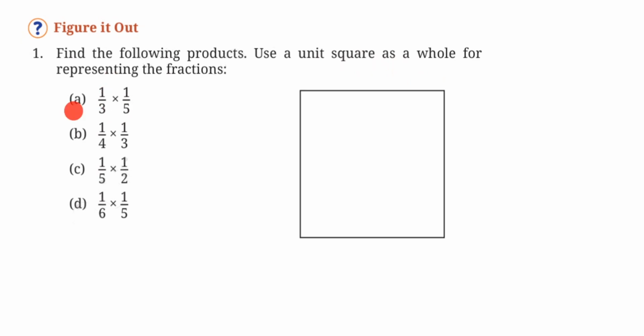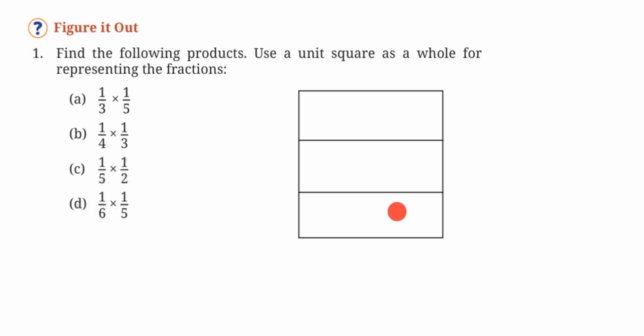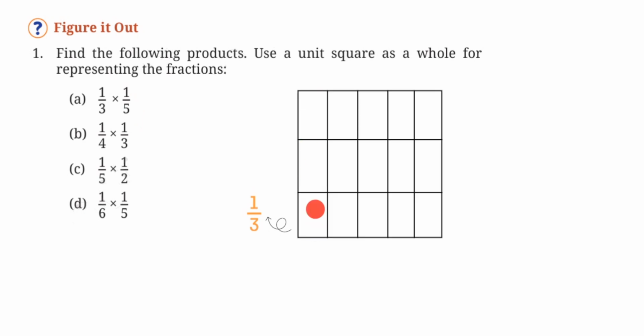If you look at the first question, I have 1/3. So let's take 1/3 as a row and 1/5 as a column. Here I have a 3 in the denominator, so I will make 3 rows. Then each row value will be 1/3 because out of 3 this is one part, so 1/3. Next I want to represent 1/5. To represent 1/5 I have 5 in the denominator, I will make 5 columns. Then the value of each column here will be 1/5 because out of 5 this is 1, so 1/5.